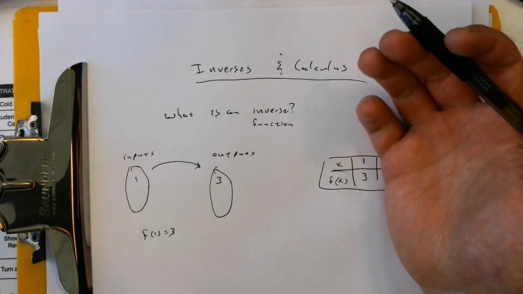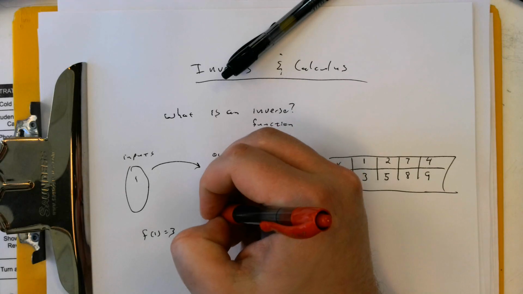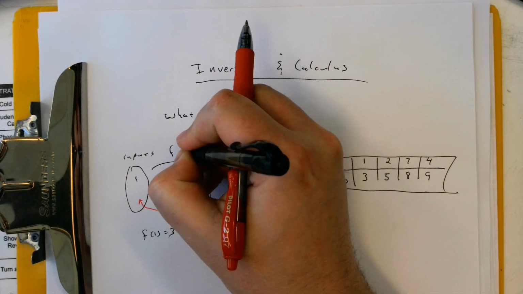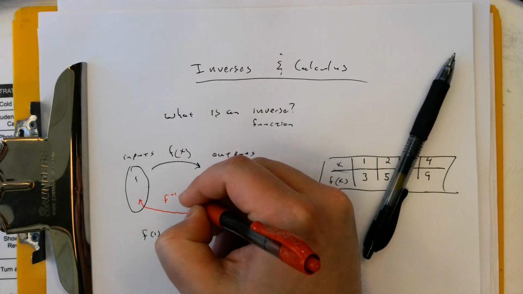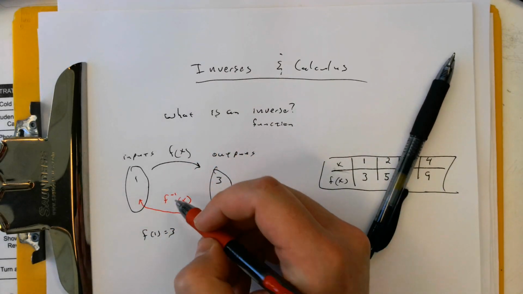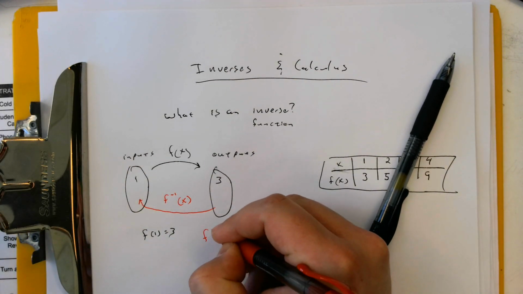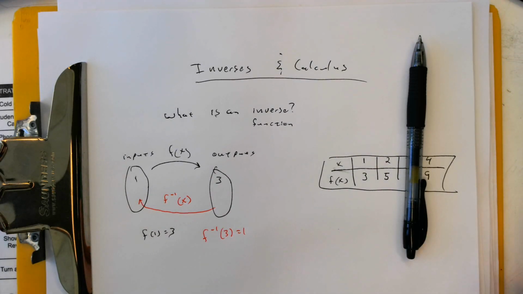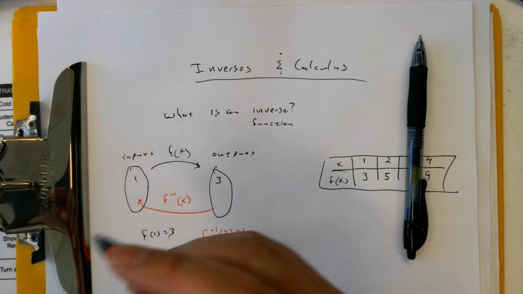And an inverse function takes outputs and brings them back to inputs. So if this is f of x, f inverse of x, which is denoted with that little -1, will take the outputs and put them back to inputs. Consequently, f inverse of 3 equals 1. Functions do, inverse functions undo.